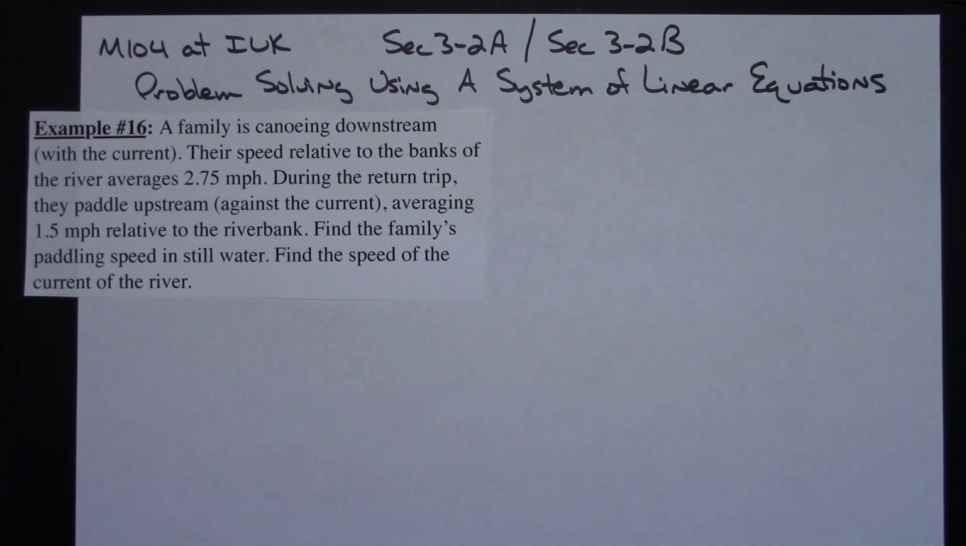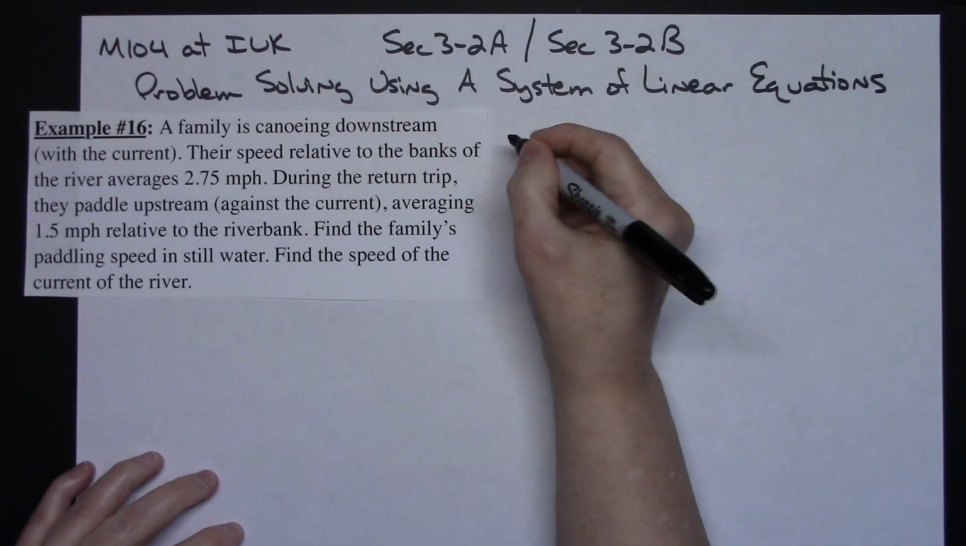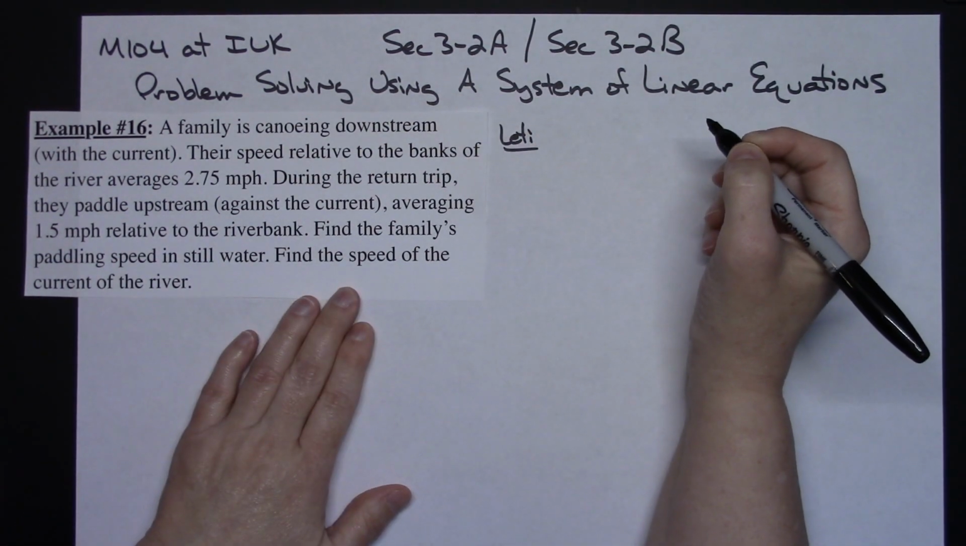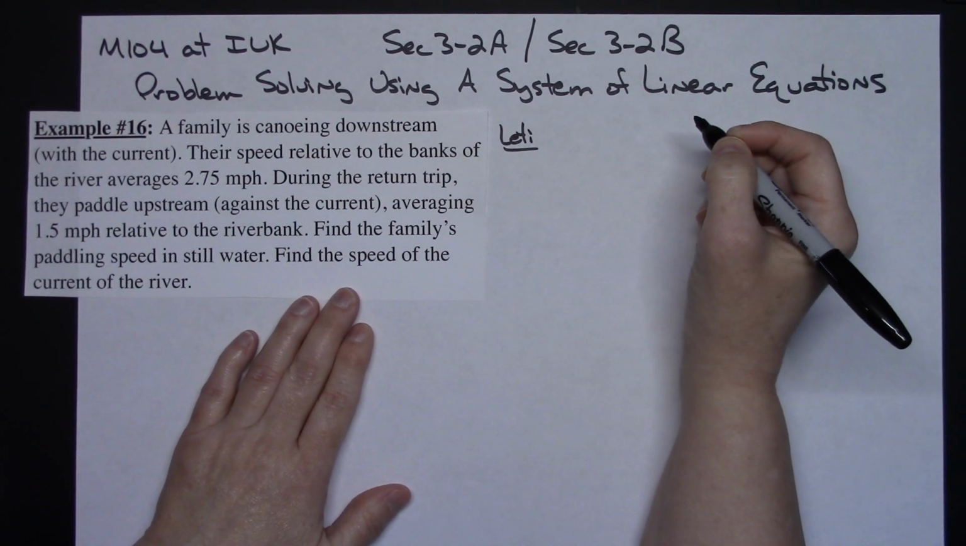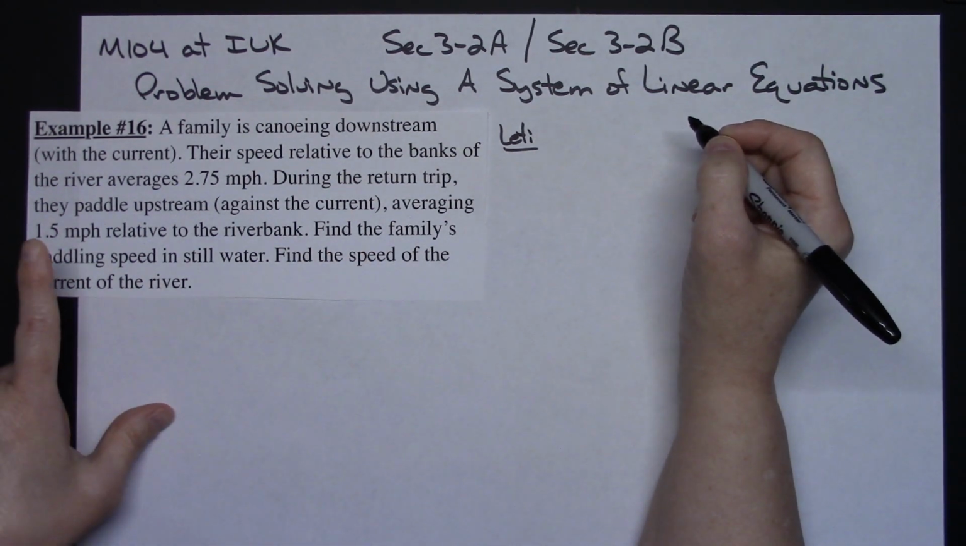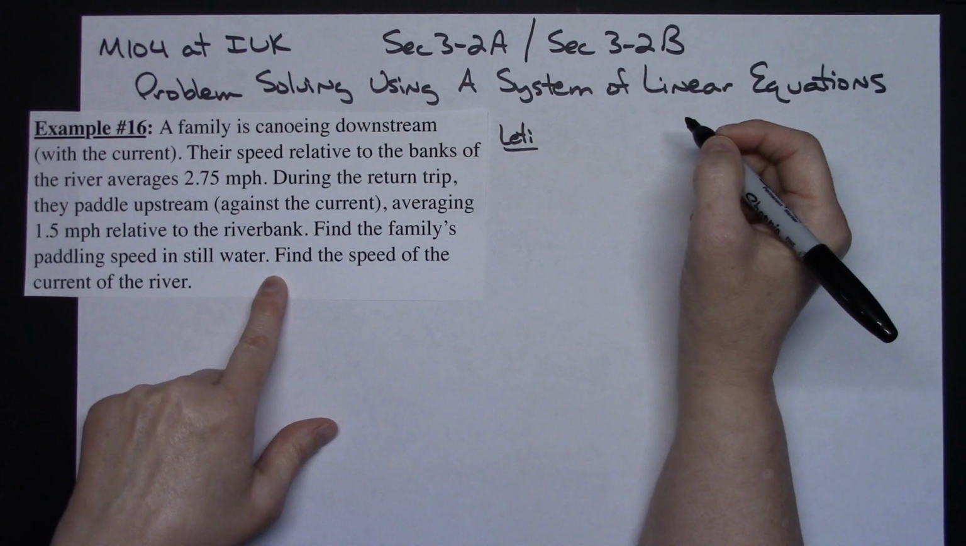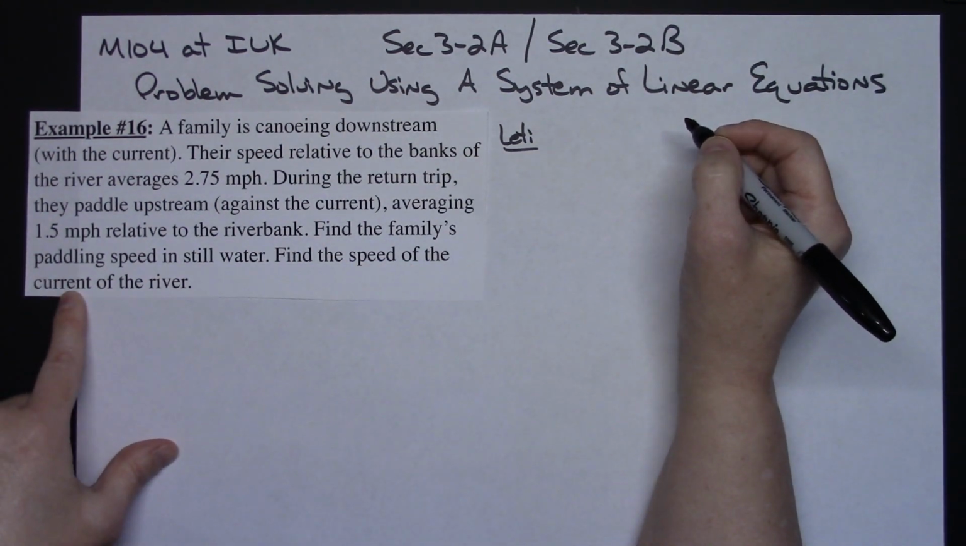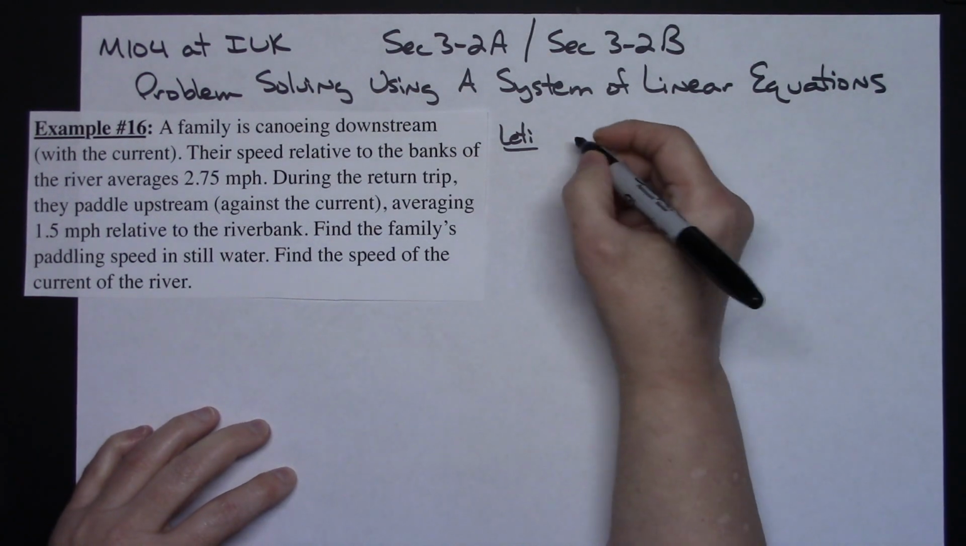Alright, so as always, we start by defining our variables, and then we write our system of equations, and then we choose to either solve by substitution or elimination, whichever one happens to be the easiest way to go about doing that. So I'm going to start by defining my variables. We always start by looking to see what the question asks for. Find the family's paddling speed in still water. Okay, so speed in still water. Find the speed of the current of the river. So there's our two things we're looking for.